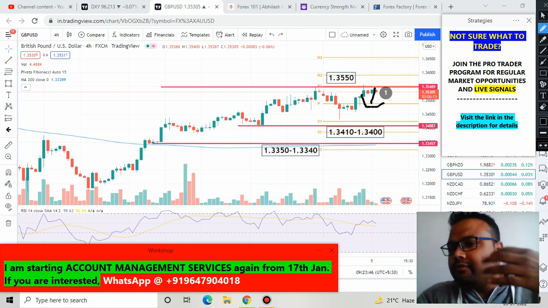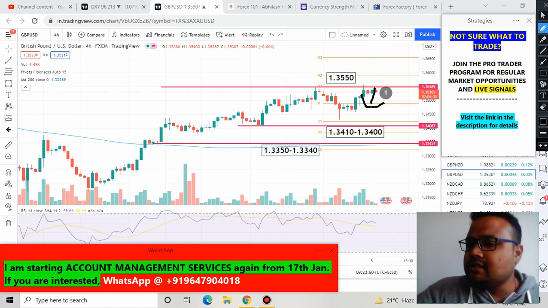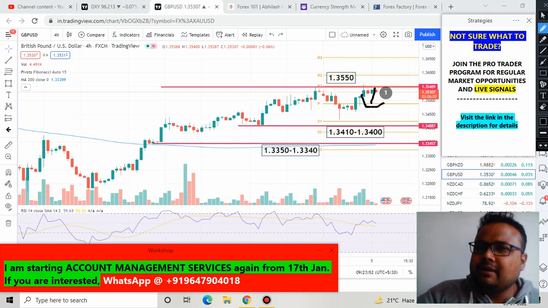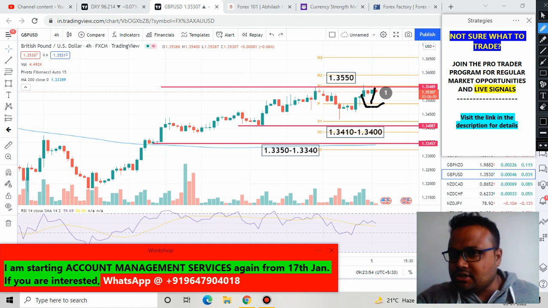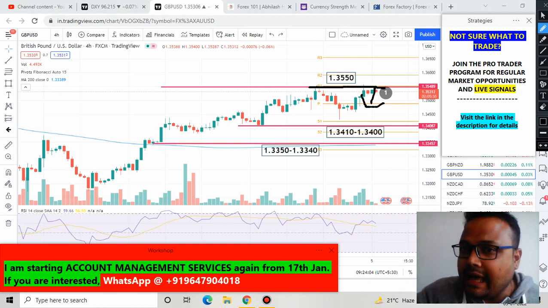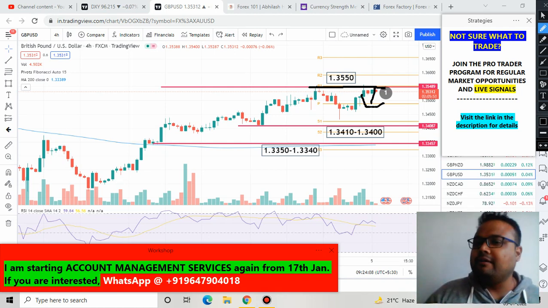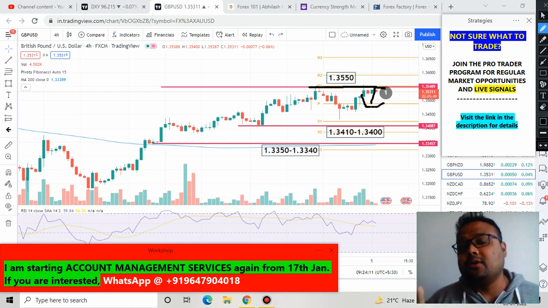But if you see some fresh selling in the market after some time, then you can take a sell position. On the other hand, if you see the market breaking the level of 1.1355, this resistance, and going up, do not be surprised, because everything is pointing towards an upside only.